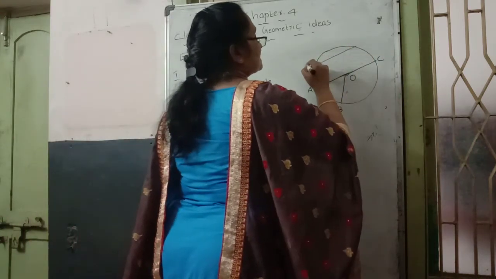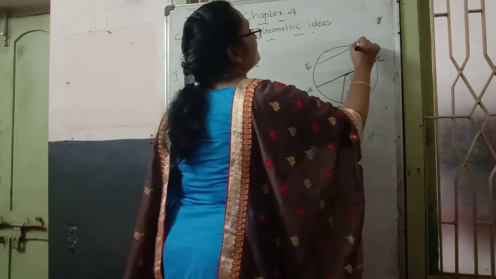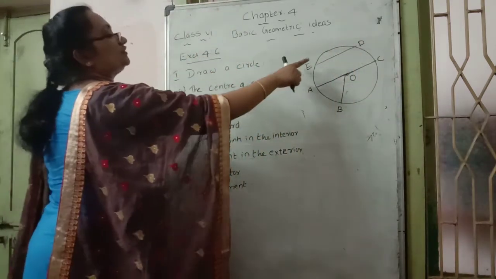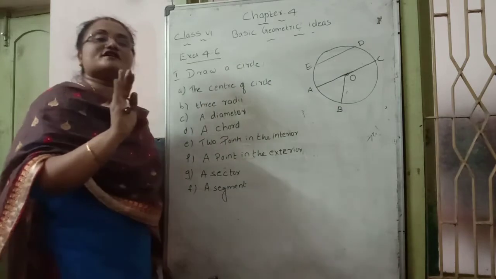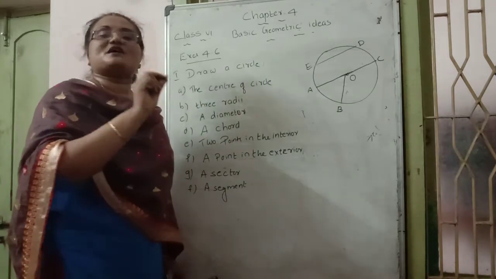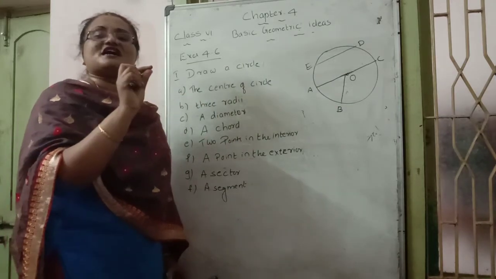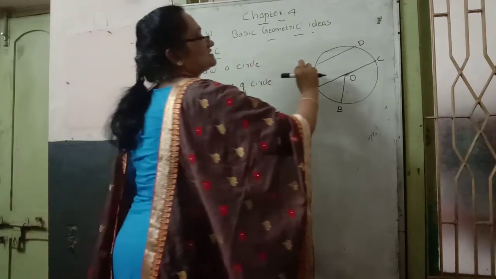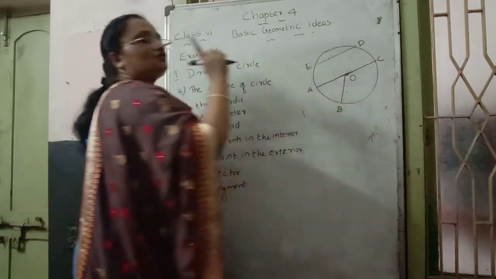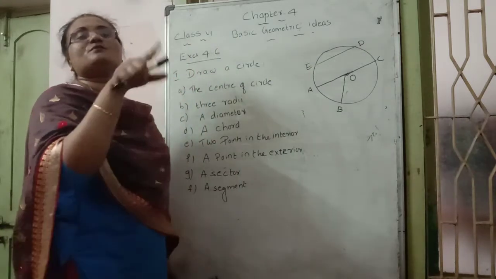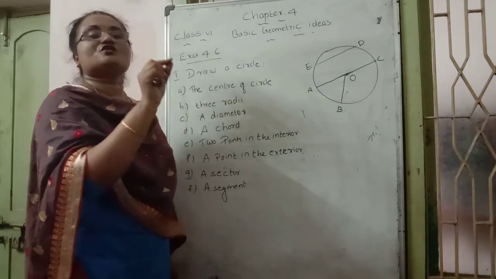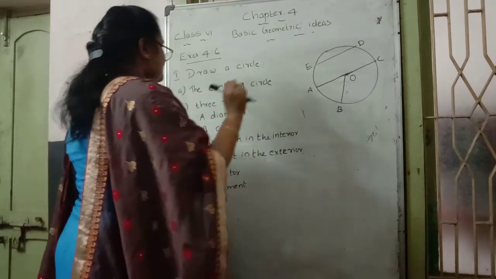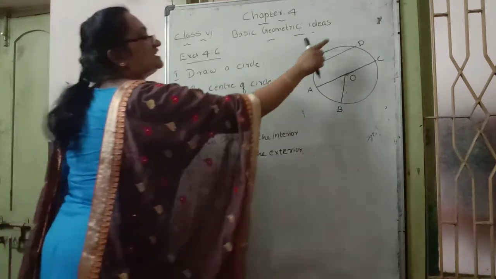Here I mark E and D. ED is the chord of that circle. A chord we draw, so ED. In the chord's case, the line segment is not necessarily passing through the center. Two points of a circle are joined by a straight line, but it is not necessary for it to pass through the center of the circle. So ED is the chord.